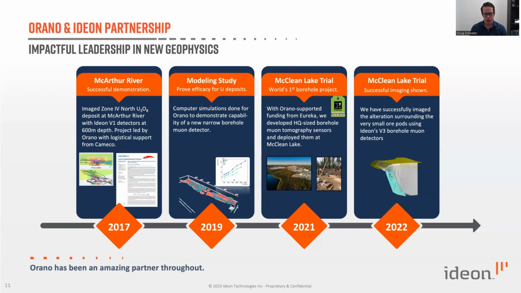And the place we settled on in the end for deployment and for field testing was McLean Lake. So this was a project supported by Orano and also through Eureka, which is a France-Canada funding cooperative. We developed the HQ-sized borehole detector and deployed it there. And today I'll present the results of that first field trial and show the quite nice ability to image a very, very compact ore deposit.